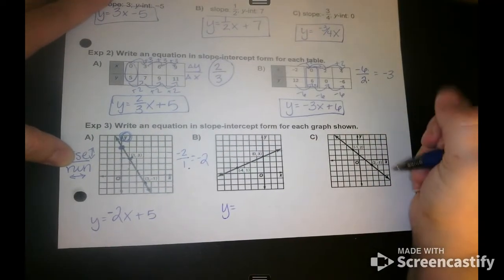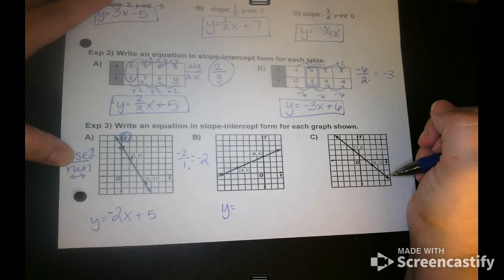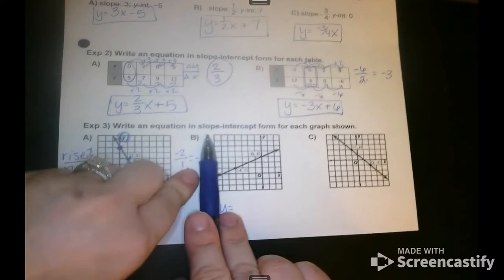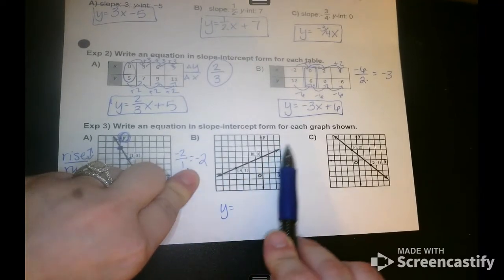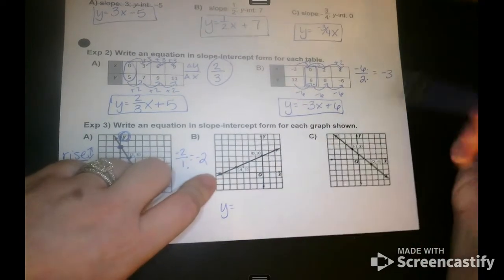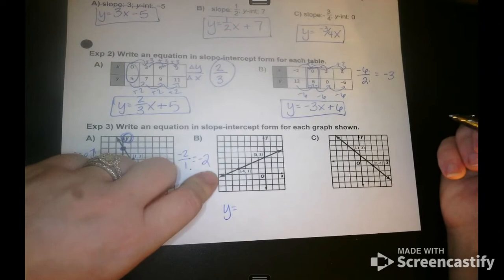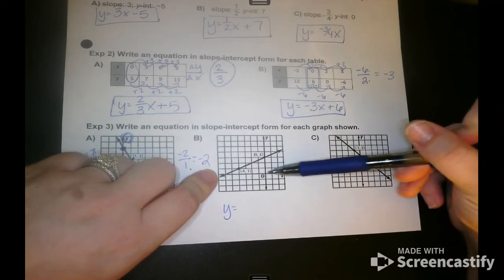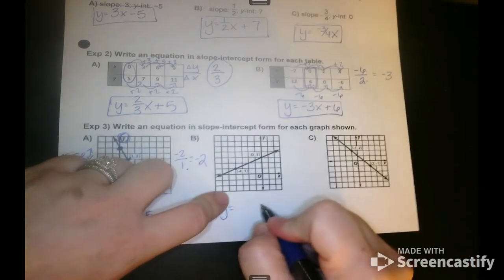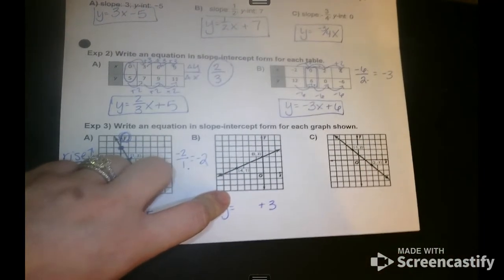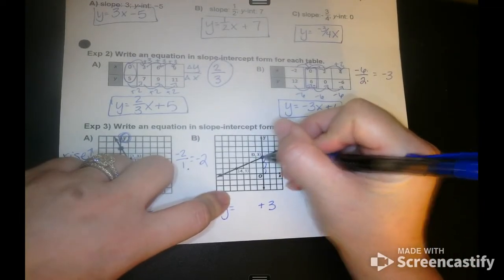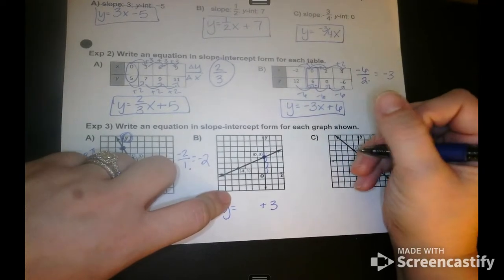All right. Is this a positive or negative slope? Positive. Why is it positive? Because if I start here, is the line going up or down? It goes up, so that means it's positive. Where is my y-axis intercepting the line? On 3, so it's going to be plus 3. I went up 1, 2, 3. It intercepted at the 3.